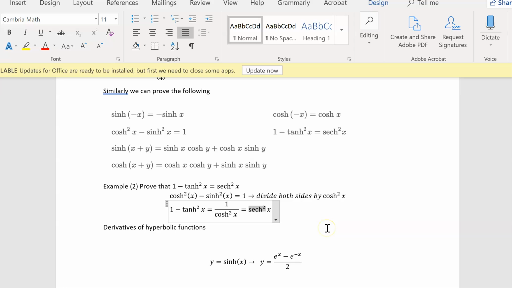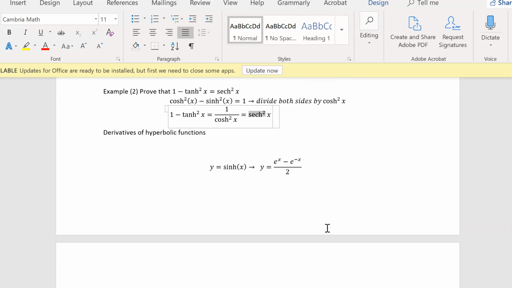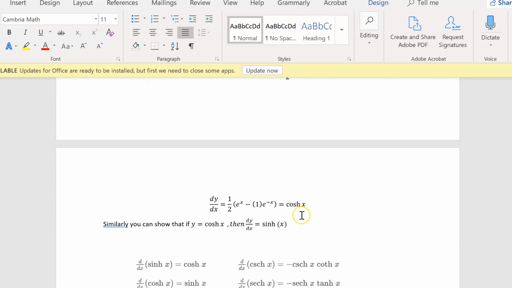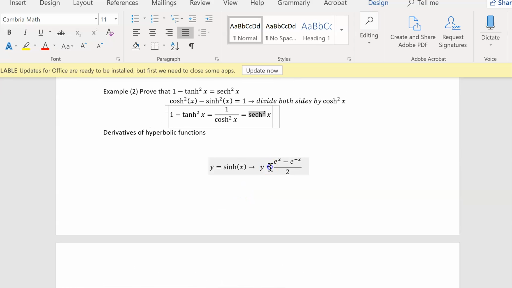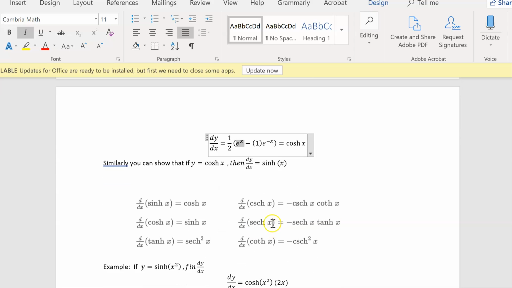Okay. So now let's look at the derivatives of these functions. So suppose you want to find the derivative of sinh x. That means sinh x is this, so find the derivative of this. 1/2 times, so 1/2 is a constant, you can take it out, and you want to find the derivative of e to the x minus e to the negative x. So let's try that.